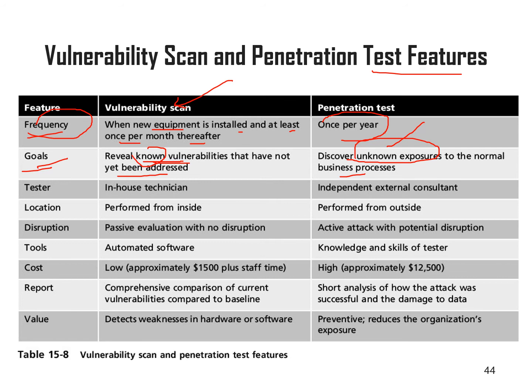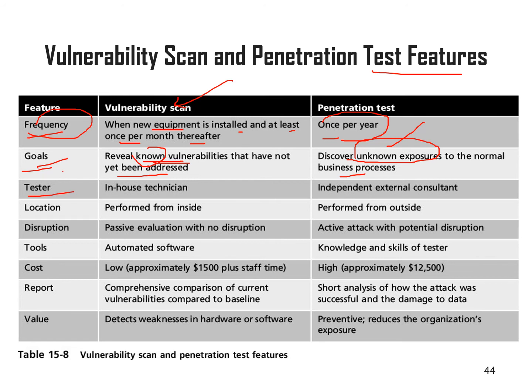One is done once per month, the other once per year, right? If I have an organization and I want to run a vulnerability scanner, I can do it per month. If I want to do a penetration testing, I can do it once per year, since penetration testing will interrupt the network operations also. Okay, so the goal, as I said earlier, it will reveal the known; here it will reveal the unknown vulnerabilities.